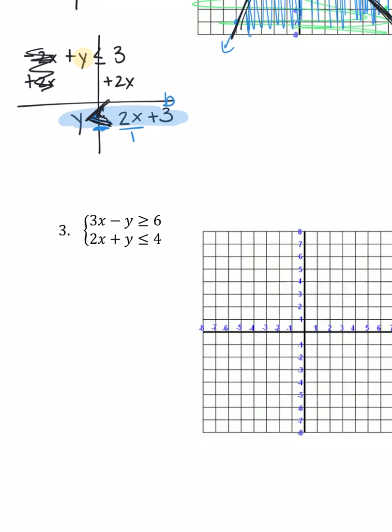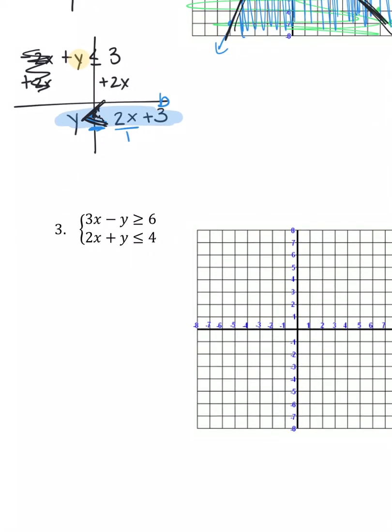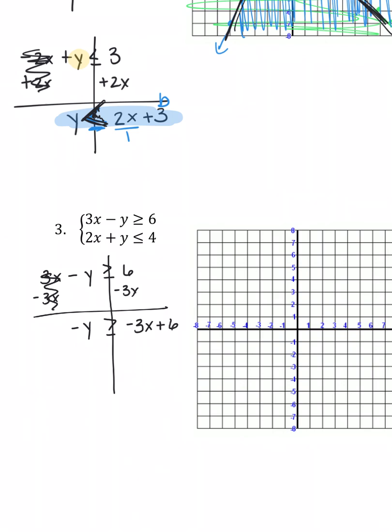Okay, so again, we need to get it into y equals mx plus b. So I have 3x minus y is greater than or equal to 6. So I'm going to first rewrite it. Okay, at the beginning I have a positive 3x because it's not negative. So to get rid of that, I'm going to subtract 3x. Okay, and once I subtract them from both sides, now I have a negative y is greater than or equal to. And now the negative 3x is going to come first, and the 6 is positive.